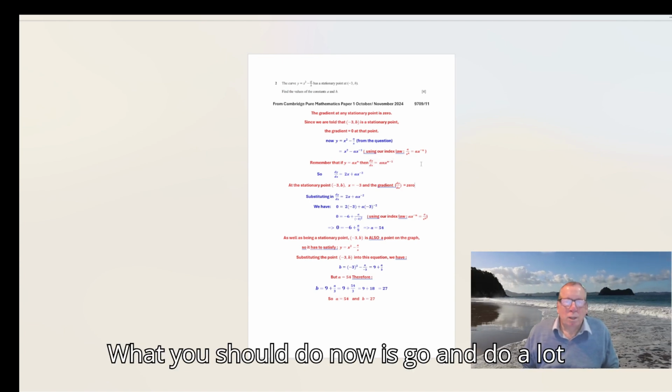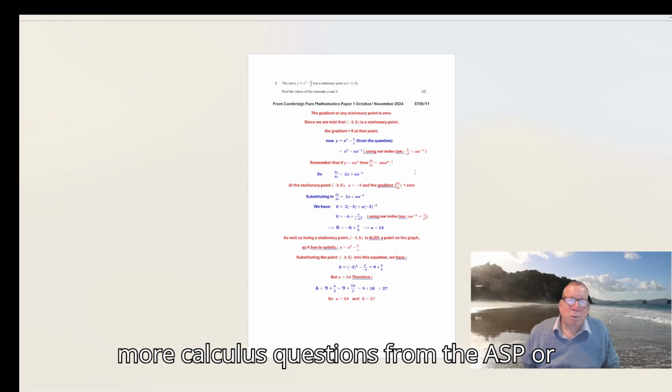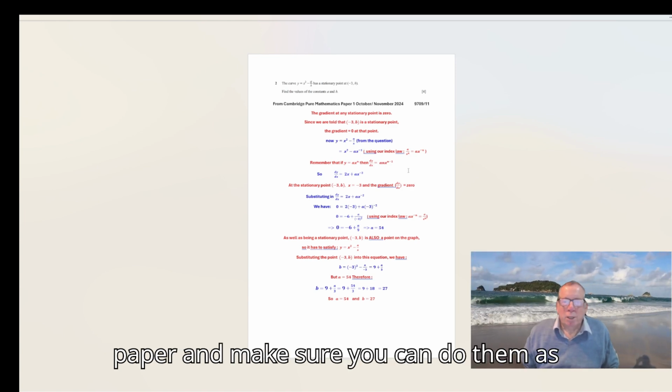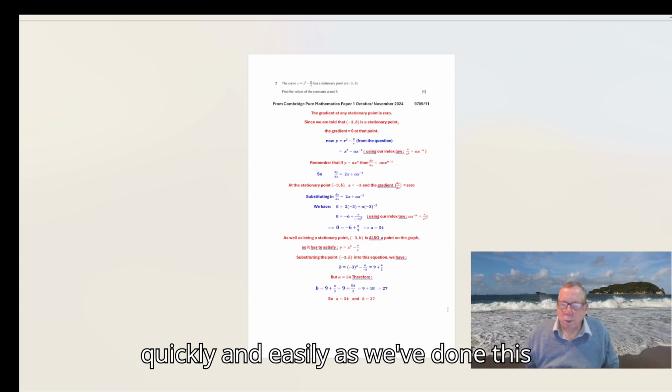What you should do now is go and do a lot more calculus questions from the AS Pure paper, and make sure you can do them as quickly and easily as we've done this one.